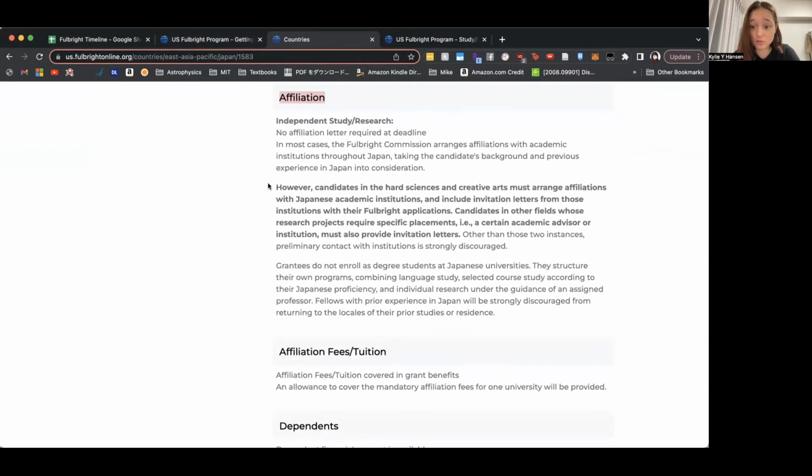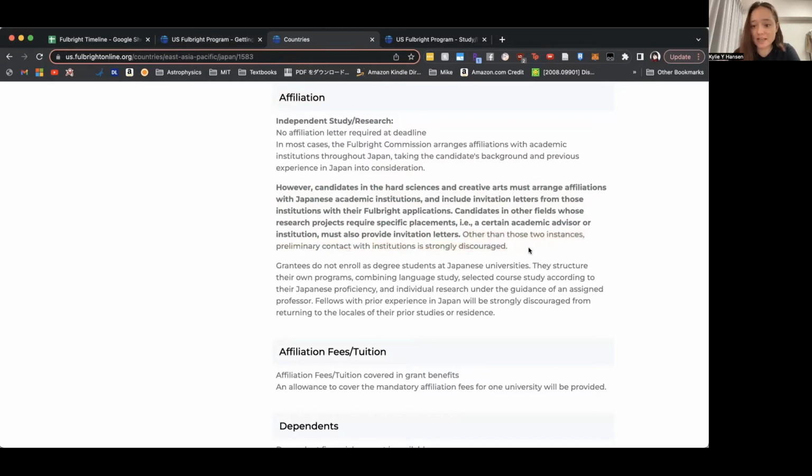So for example, it says here, candidates in the hard sciences and creative arts must arrange affiliations with Japanese academic institutions and include invitation letters from those institutions, which we'll get to next, with their Fulbright applications. Candidates in other fields whose research projects require specific placements, i.e. a certain academic advisor or institution, must also provide invitational letters, which, again, we'll get to next. And then it says, other than those two instances, preliminary contact with institutions is strongly discouraged.